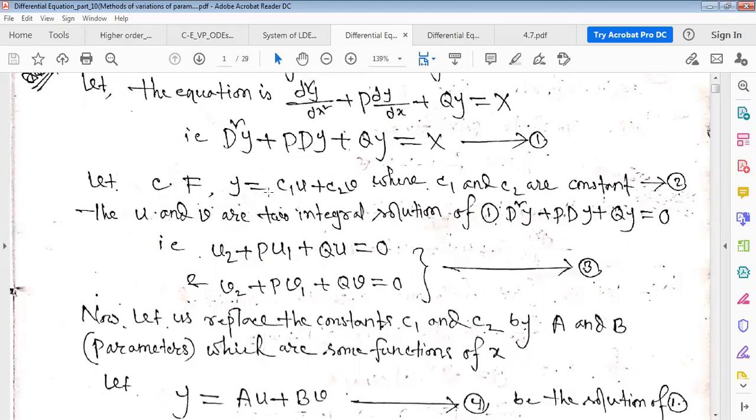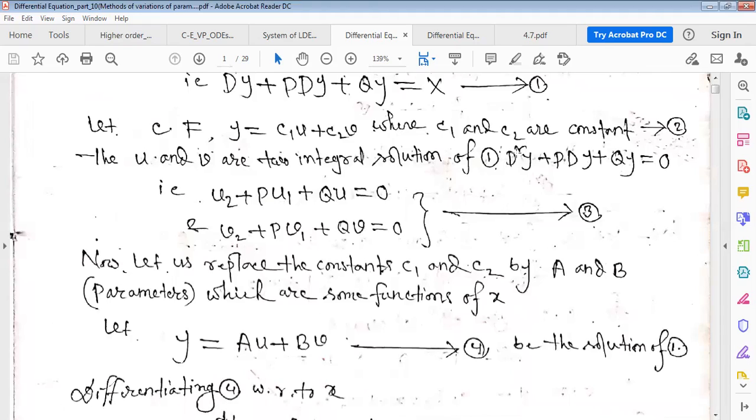Now we can replace c1 and c2 with u and v. Then u and v are the integral solutions of equation 1, so the left hand side will be 0. That is D squared y plus p dy plus q y equals 0. That is u2 plus p u1 plus q u equals 0 for the first one, and next for the other parameter, v2 plus p v1 plus q v equals 0. The first one is u and another is v, just replacing this with capital D.